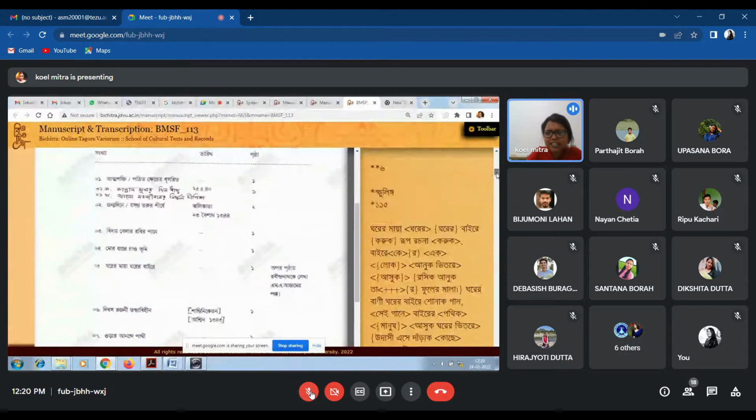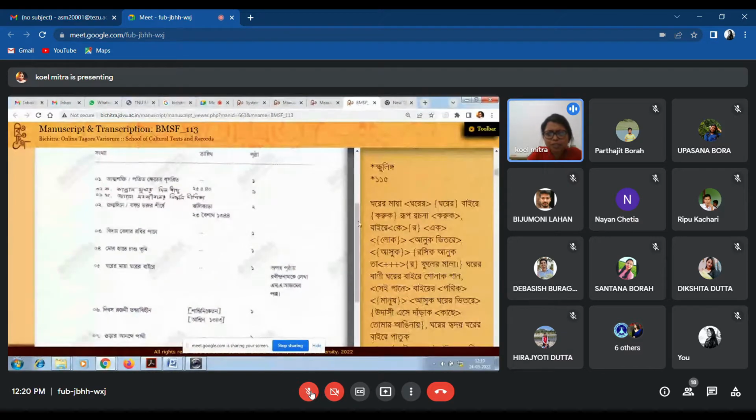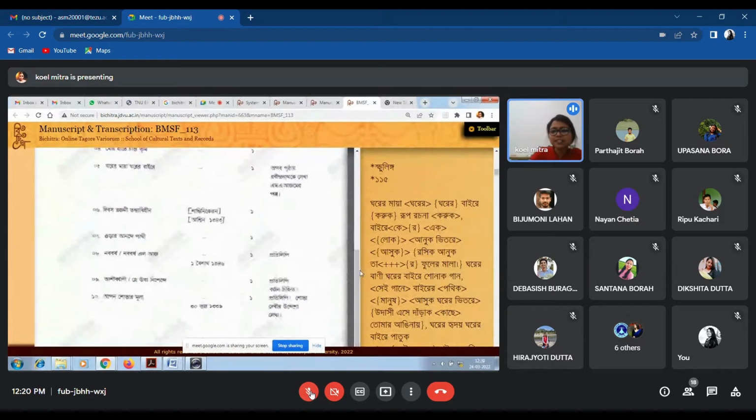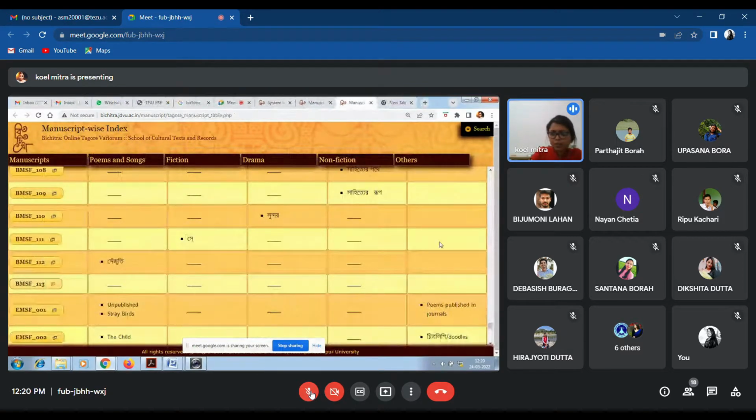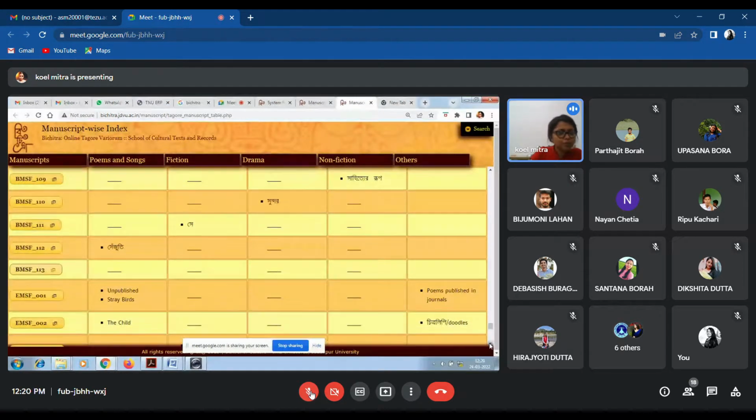So these are very technical things that you have to keep on understanding, and if you make a mistake in this, then your entire project will go topsy-turvy. Then we will start with the English manuscript index.